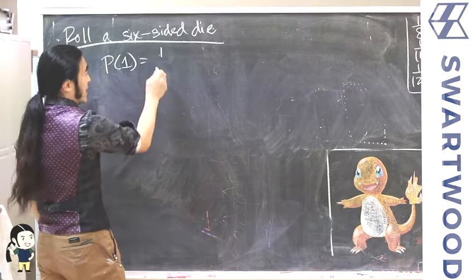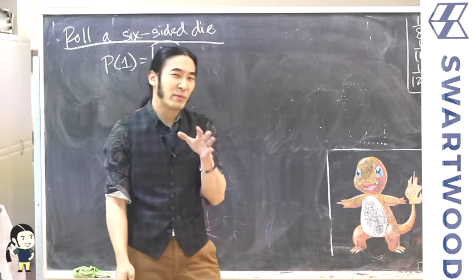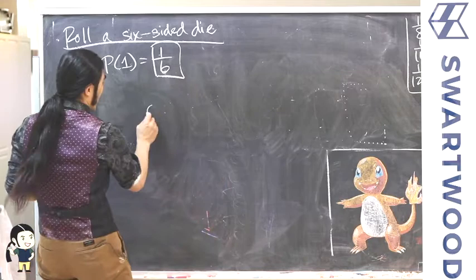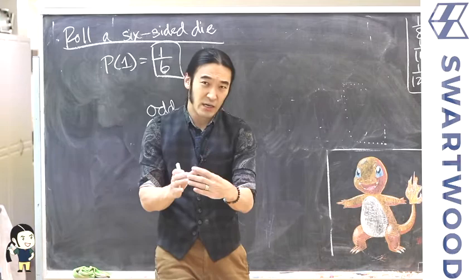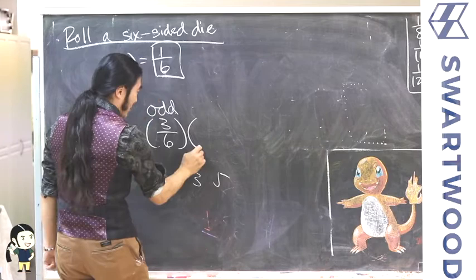Now I'm going to do it a funky way to show you what I mean by conditioning. Let's do it in pieces. What's the probability you get an odd number? For an odd number, you have 3 options, 1, 3, and 5, out of a total of 6. But then, assuming that the number you've rolled is odd, what's the likelihood it's a 1? Well, there are only 3 odd numbers, 1, 3, and 5, and 1 is 1 of them, so it's 1 out of 3.